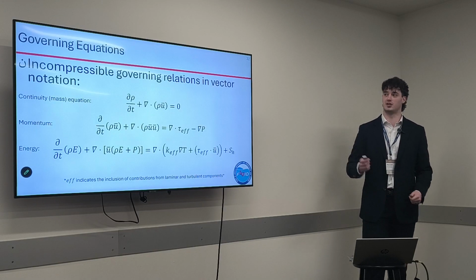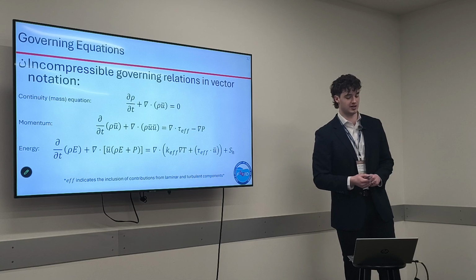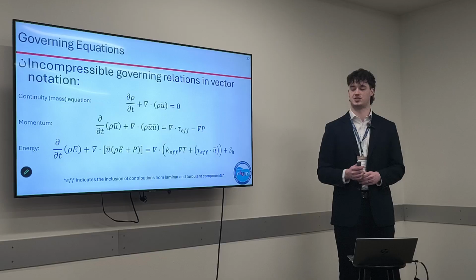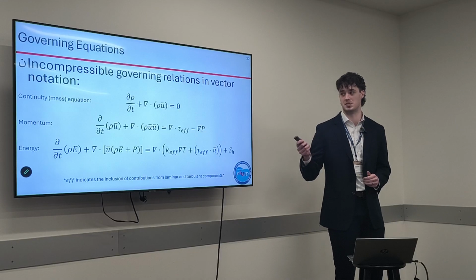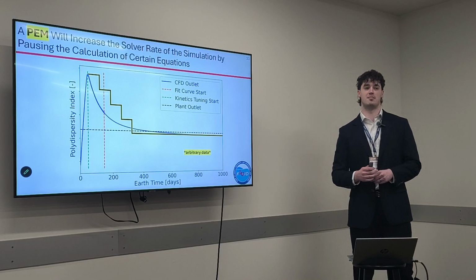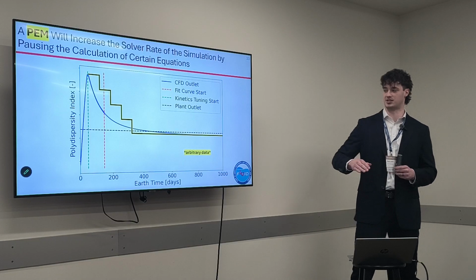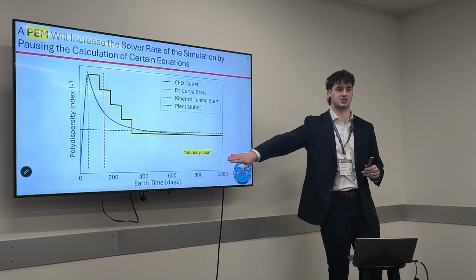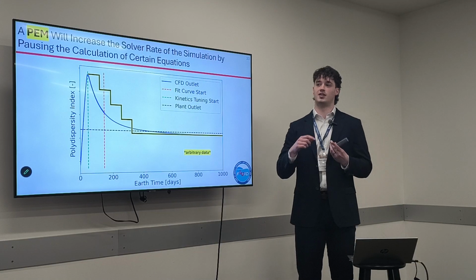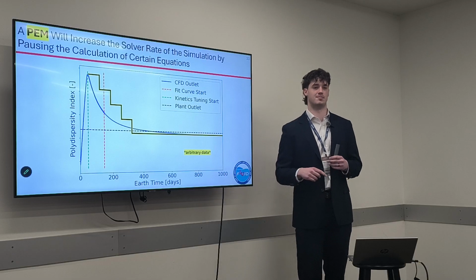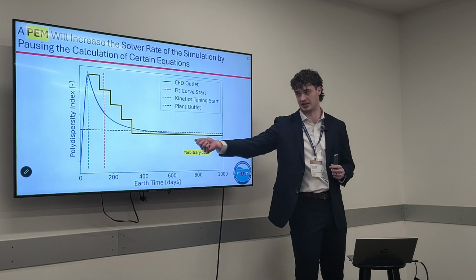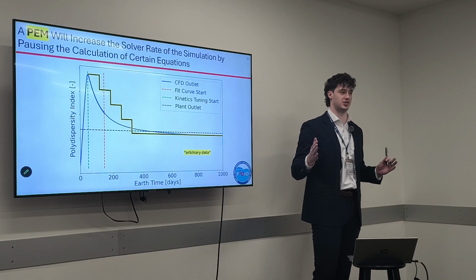So here are our governing equations for incompressible flow in vector notation. All familiar with this, so I won't spend much time here. Continuity, momentum, and energy. And this is an example of what a PEM simulation could look like. This is completely arbitrary data, but just sort of to visualize what's going on here. So let's say we pause flow, turbulence, and the metrics used to calculate polydispersity index. As you recall, that was the one that was taking forever. So that's sort of our main metric here.